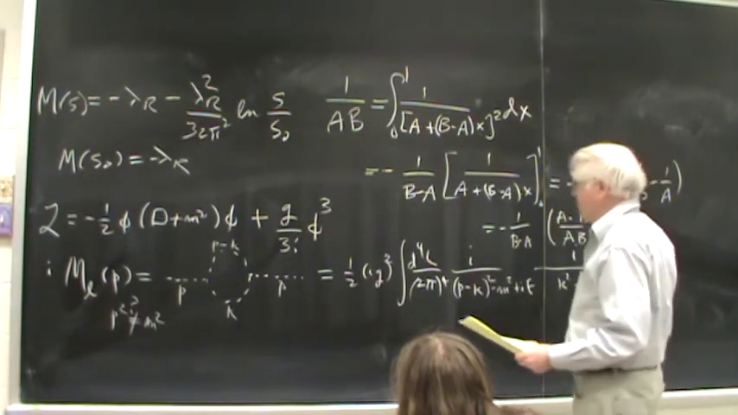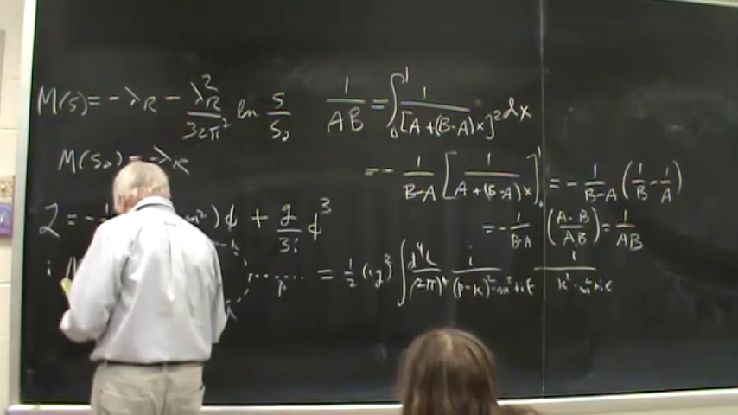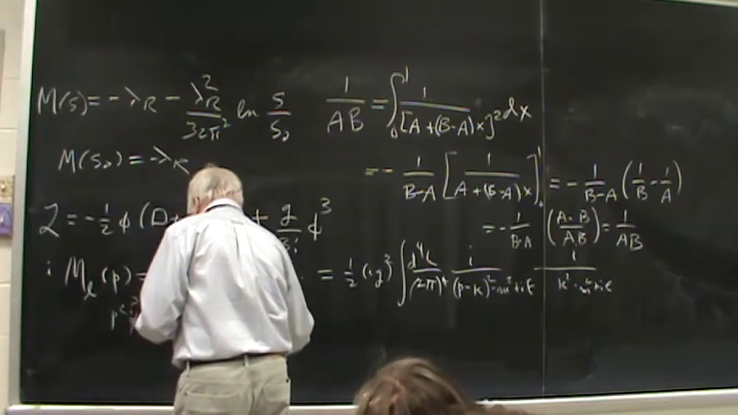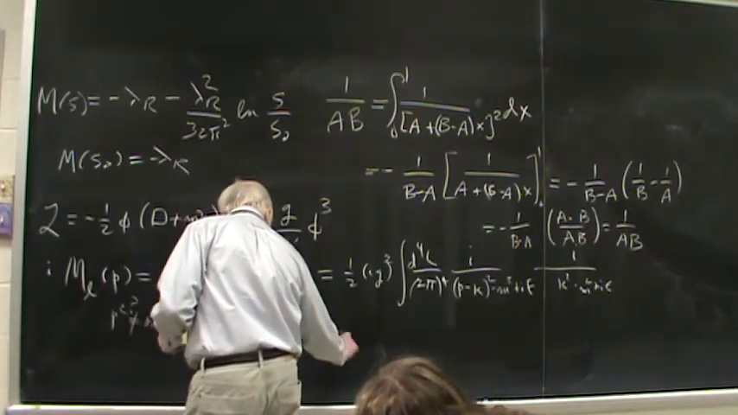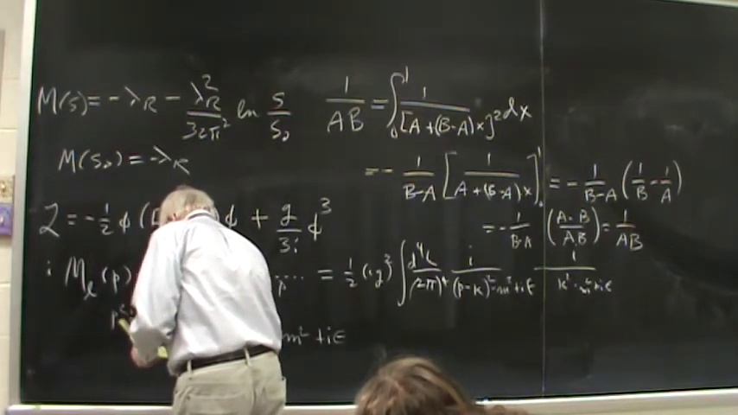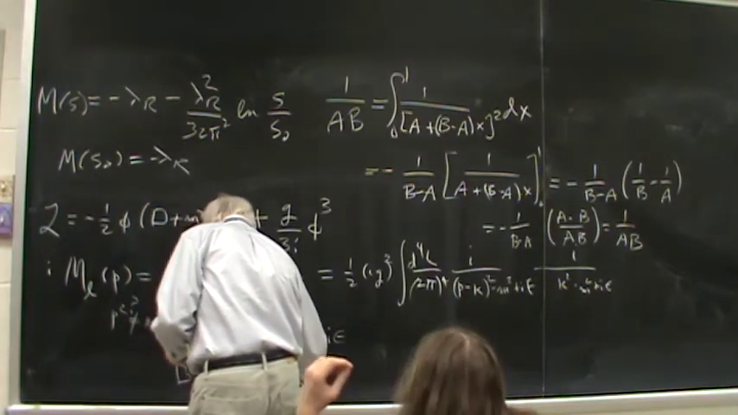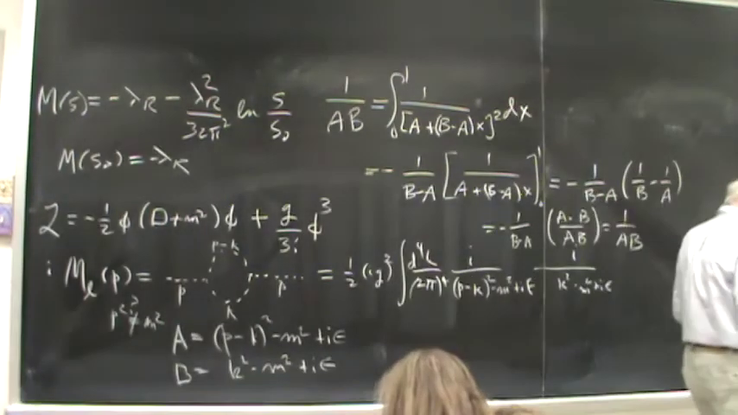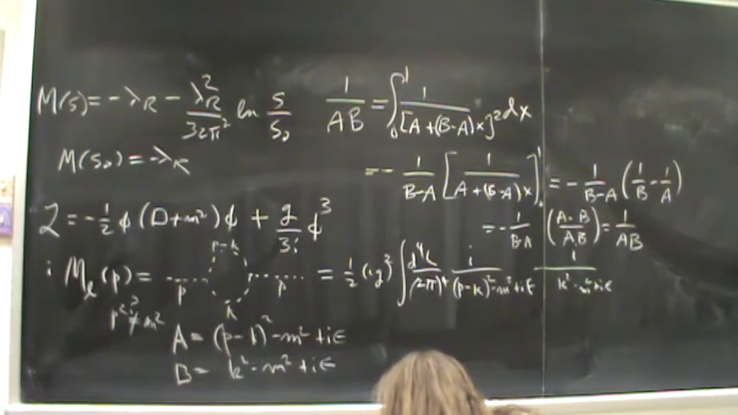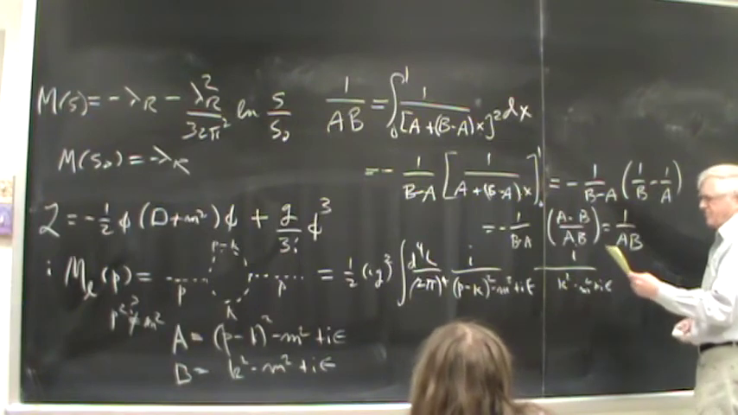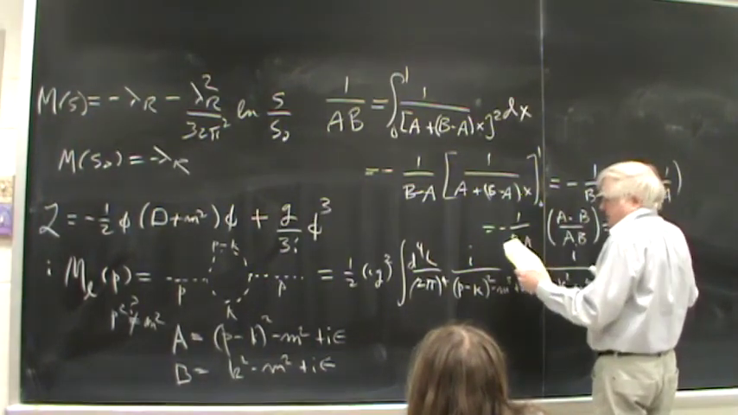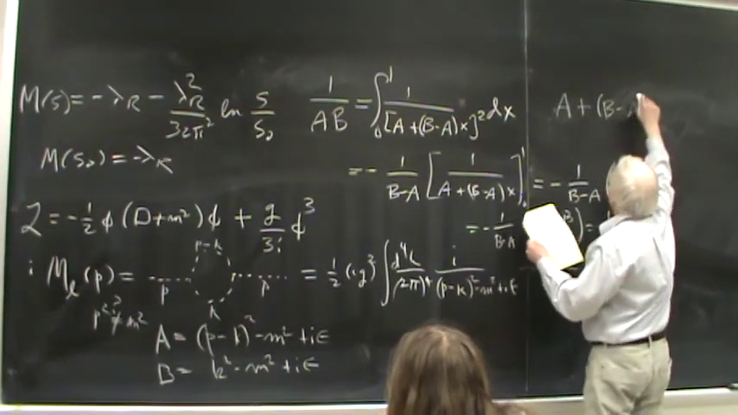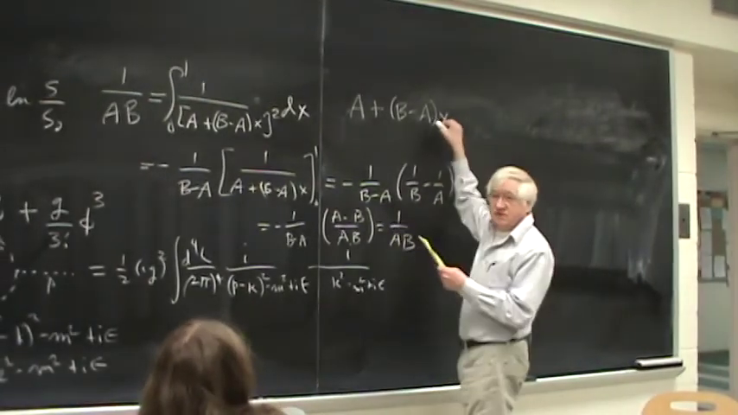Okay, anyway, what do we do? Well, we're running out of board space, so I'm going to set A equal to (p minus k) squared minus m squared plus i epsilon, and B equal to k squared minus m squared plus i epsilon. All right, now the way I did it is different from what Schwartz did. Maybe his way is the simplest, I don't know. I couldn't figure out what he was doing, so I did it this way.